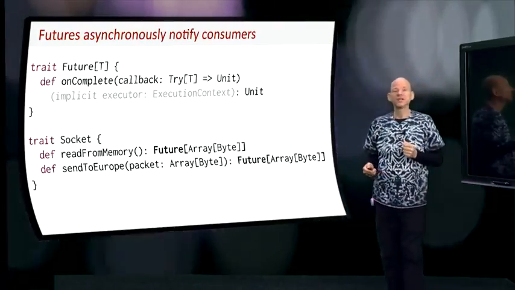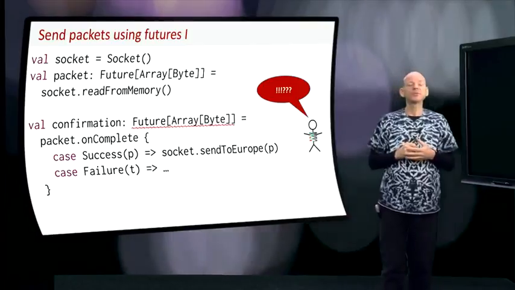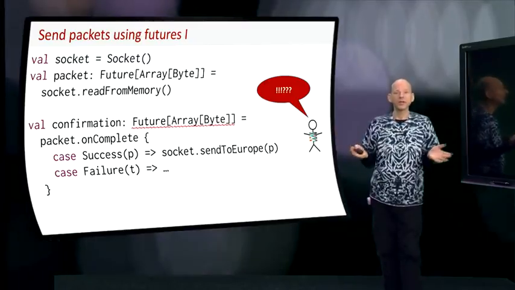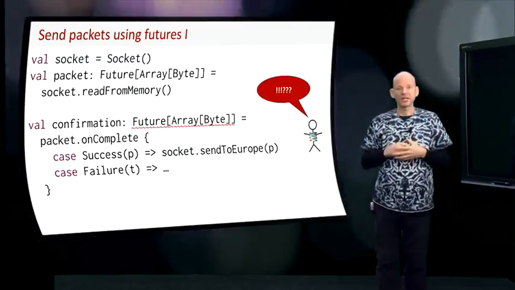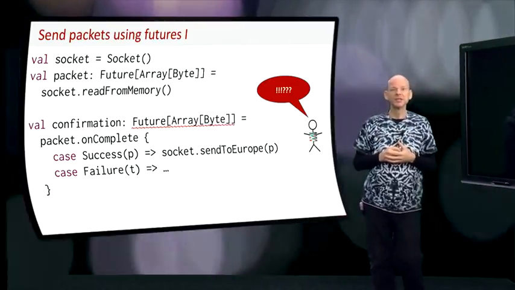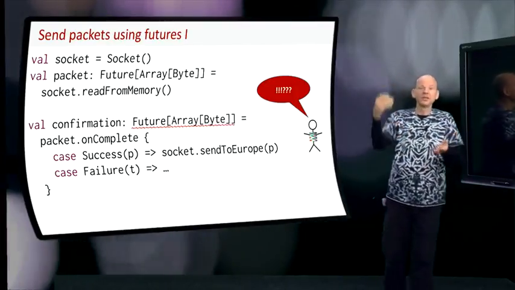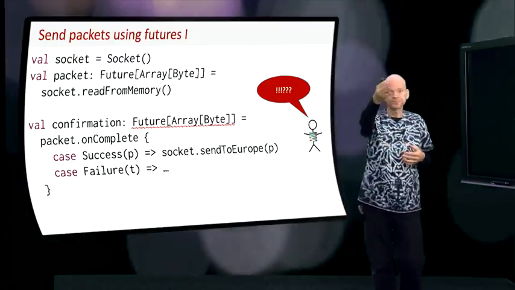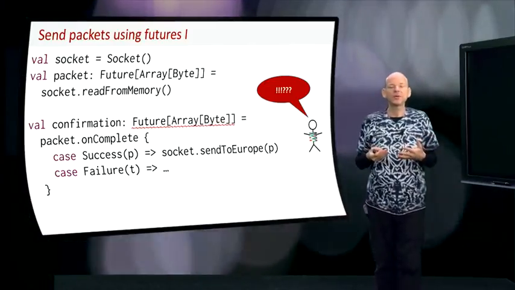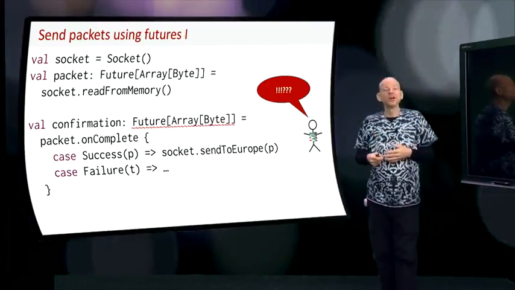But Future, of course, has a lot of higher-order functions defined on it, because otherwise we would get stuck writing ugly code like this, or even just stuck, like here. We first read from memory, so what we get back is a Future of Array of Bytes. What can we do with a Future? Well, we can call onComplete, where we have to give it a callback. But now the thing is, what happens when we get a failure? What do we do there? So this code is a little bit unfortunate.